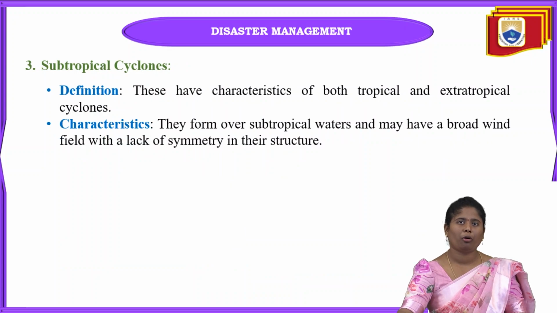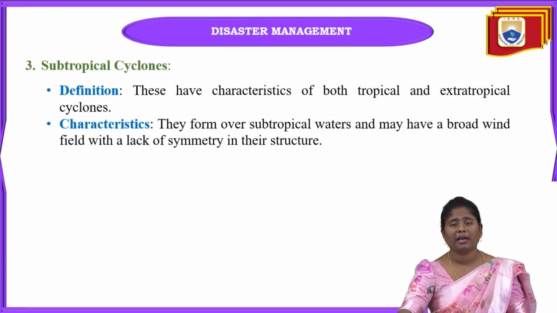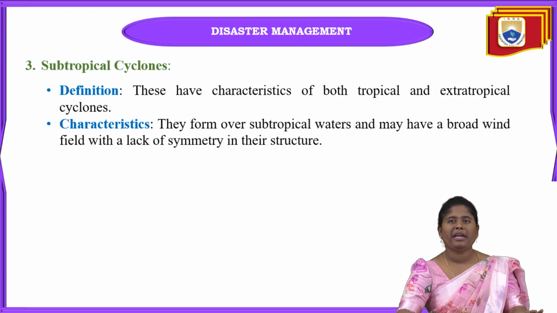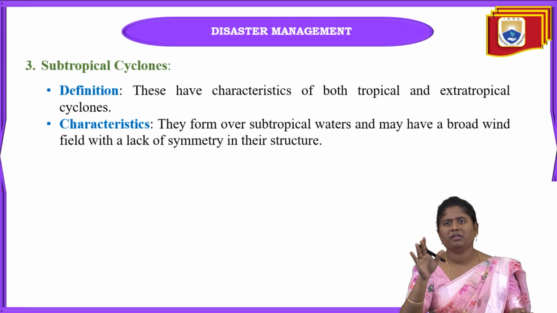Next one is subtropical cyclones. What is their definition? They have both tropical and extratropical cyclone characteristics. Mainly these subtropical cyclones may lack symmetry in their structure, which means the overall structure will not be the same as a tropical or an extratropical cyclone.